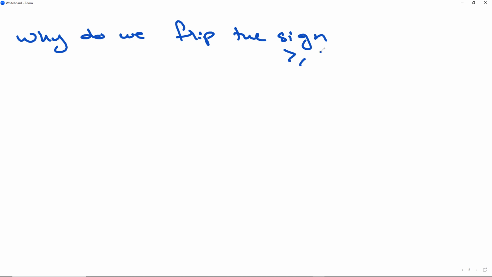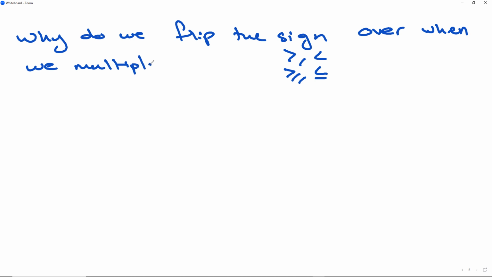All right, so we want to answer the question: why do we flip the inequality sign, which can be greater than, less than, greater than or equal to, less than or equal to, over when we multiply by a negative? We want to maintain the truth of the inequality. So that's why we do this. But let's see it in an example to prove it. Why do we flip the sign over when we multiply by -1 or divide by -1?